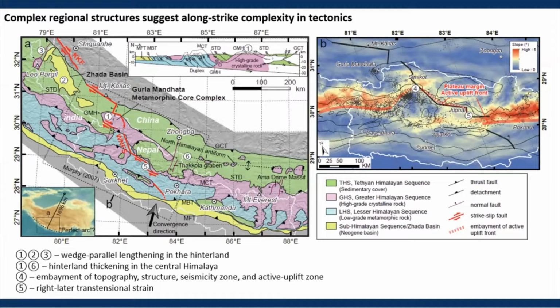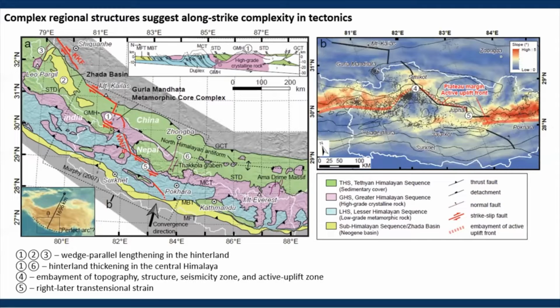There are along strike changes in the tectonic settings. Here I labeled 6 representative features. Feature number 1 here is the Guru-Medata metamorphic complex. It accommodates the wedge parallel extension in the northwest-southeast direction. And because the Himalaya is sitting on the under-thrusting Indian plate, the extension is not at a whole lithosphere scale. And actually it has a thickened footwall.